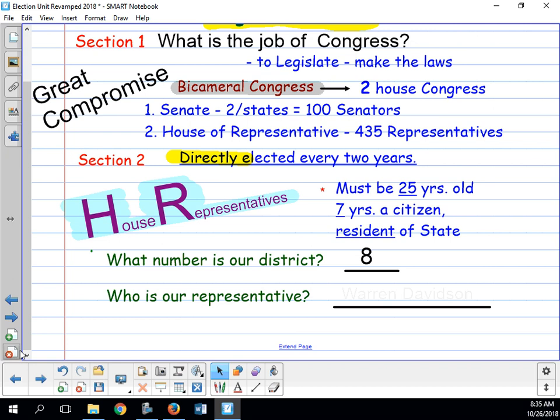Warren Davidson. Very good. Warren Davidson. He is our representative, and I see that he is on the ballot again. So his first 2 years are up, his first term. They are called freshmen when they first arrive. After they complete their first term and are reelected, they're no longer considered a freshman. But they're not a sophomore. They just are no longer freshmen.